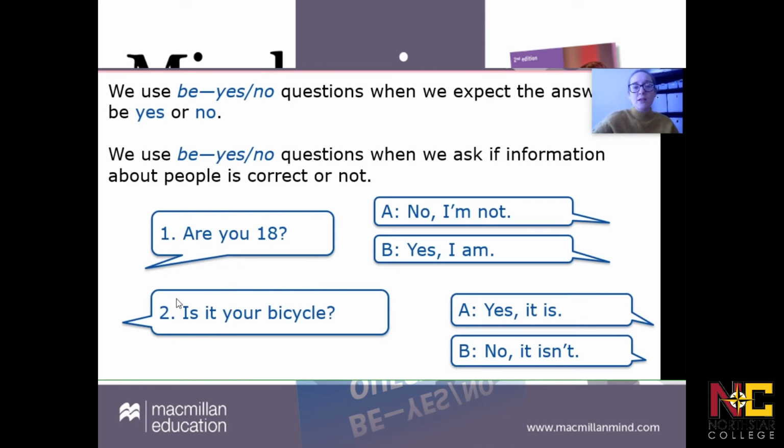So for question number 1 and question number 2, we want a yes or no answer. But we're also asking if information is correct or not. We want to know if you are 18. Is that correct or incorrect? Is it your bicycle? Yes or no? Is it correct or incorrect?